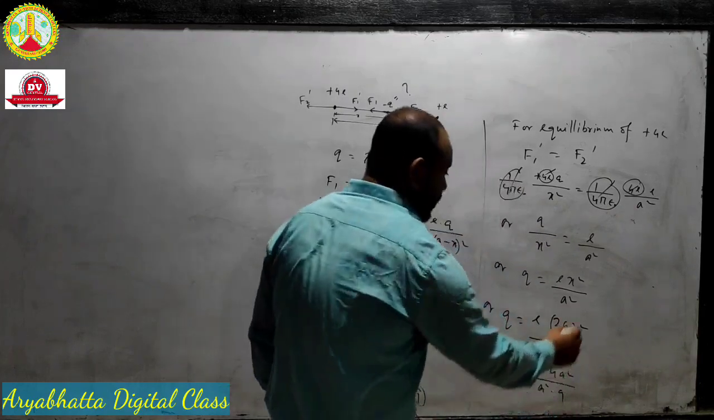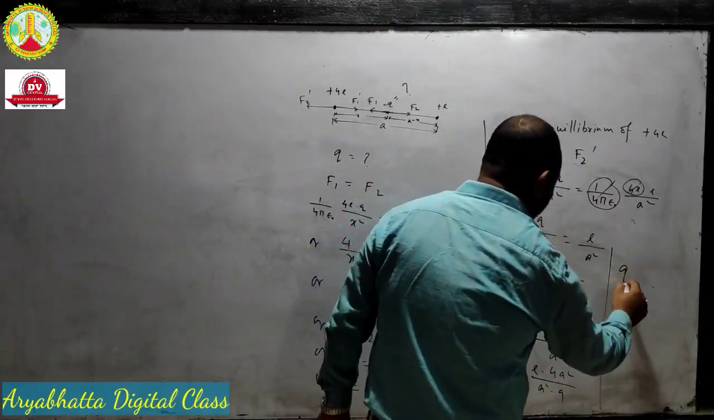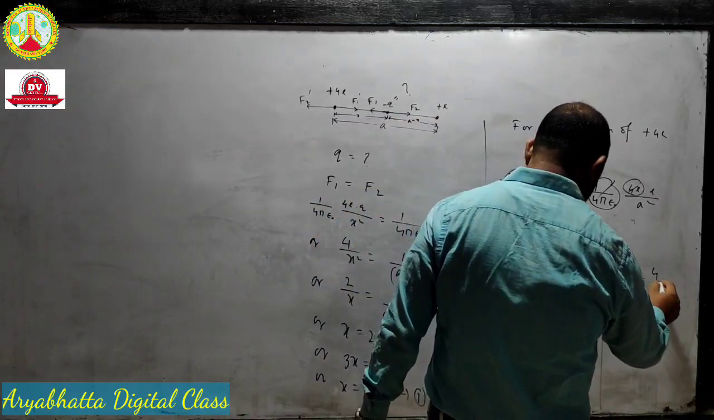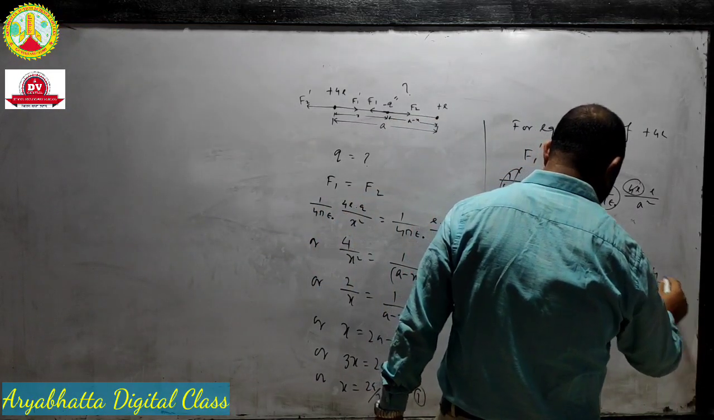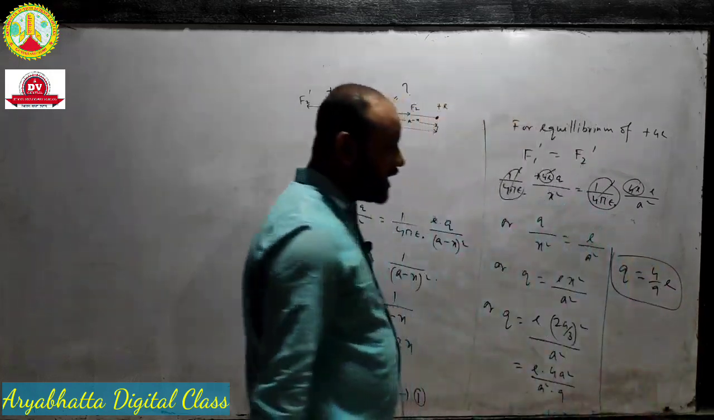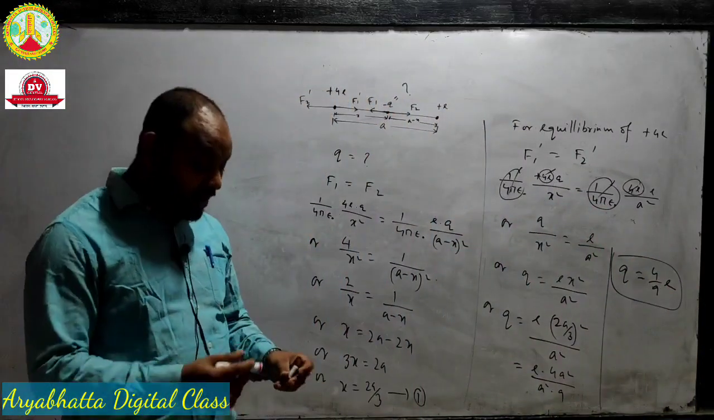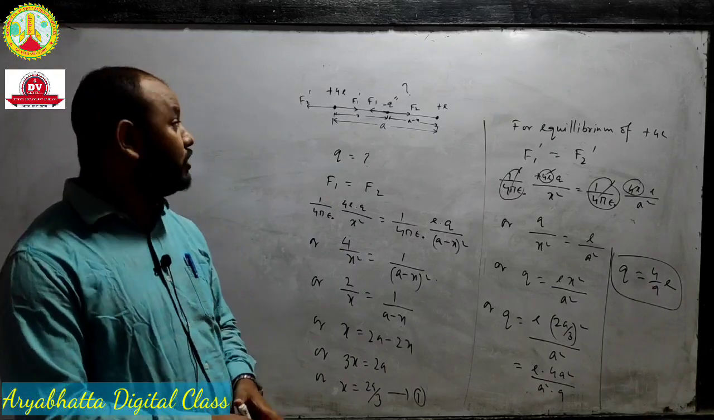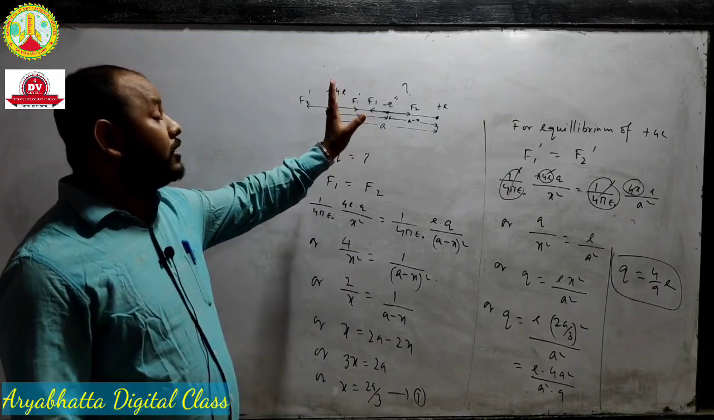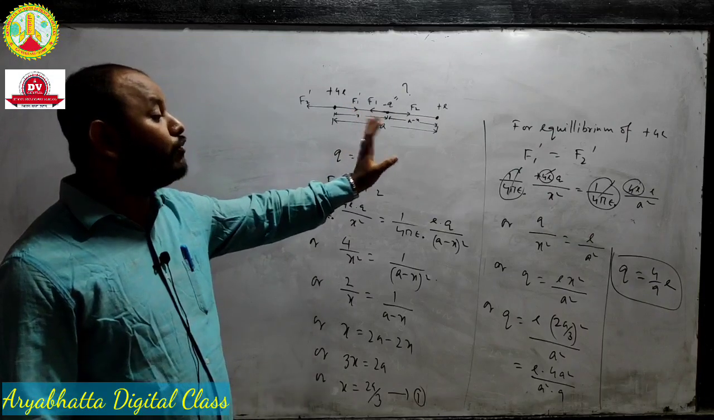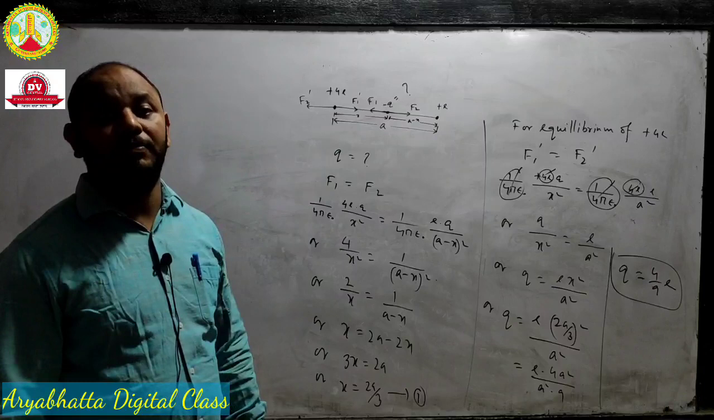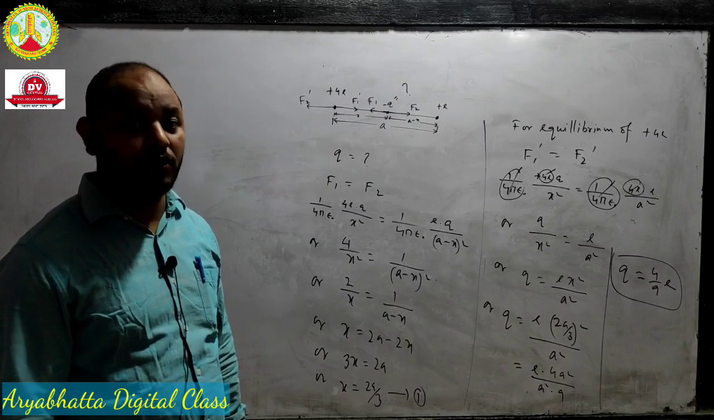A square will cancel. So q will be 4 by 9 into e. What is the magnitude of the charge? The magnitude of the charge will be 4 by 9 into e. That means if we put a charge of magnitude 4 by 9 into e, it may be in equilibrium.